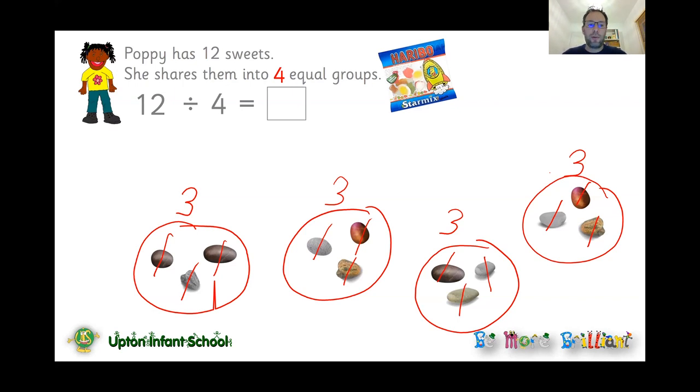I had 12 pebbles, I sorted them into 4 equal groups, and I ended up with 3 in each group. So the answer to 12 divided by 4 is 3. 12 shared into 4 groups is 3. Could you make sure you've got that number sentence written down at home as well?